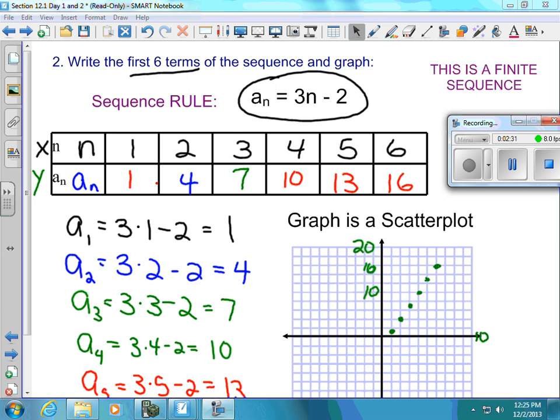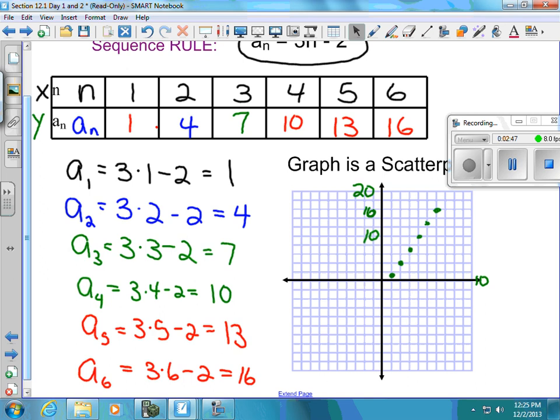So we plug in 1, we get out 1. We plug in 2, we get out 4, because 3 times 2 is 6, minus 2 is 4. 3 times 3 is 9, minus 2 is 7. 3 times 4 is 12, minus 2 is 10. 5 times 3 is 15, minus 2 is 13. And you can see how it goes. And we have the work down here.